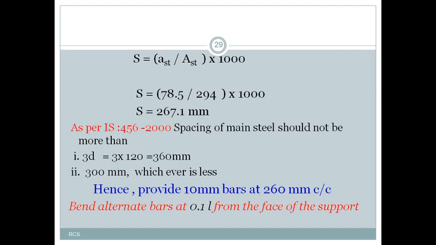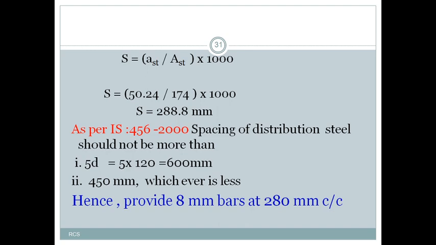As there is no shear reinforcement to resist the shear forces, we have to bend 50% of the bars at the left hand support and 50% of the bars at the right hand support, so that the bent bar is placed 0.1 times L from the face of the support, either face of the support. We calculate alternate bent bars, that is 50% in this direction and 50% in this direction. Those bars should be bent alternately. Okay, this is how we calculate the main reinforcement.